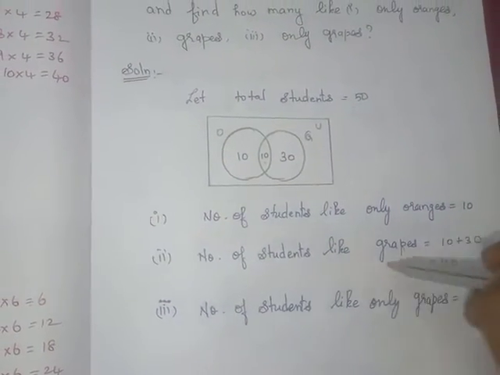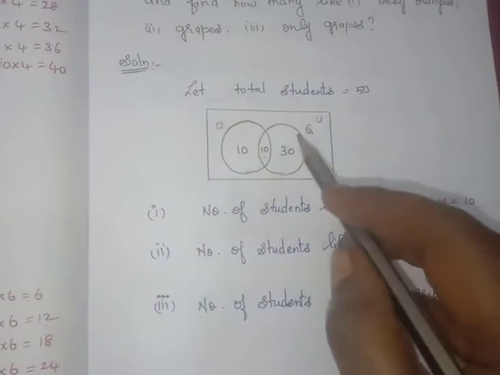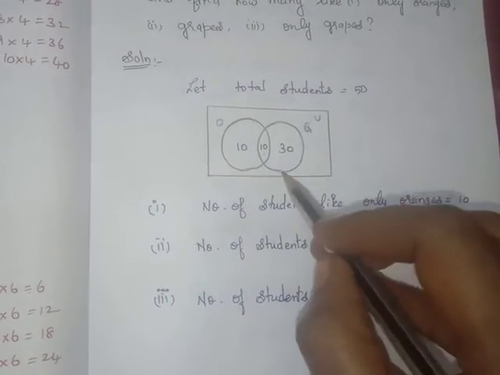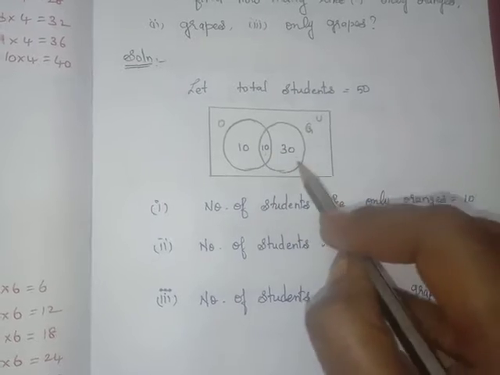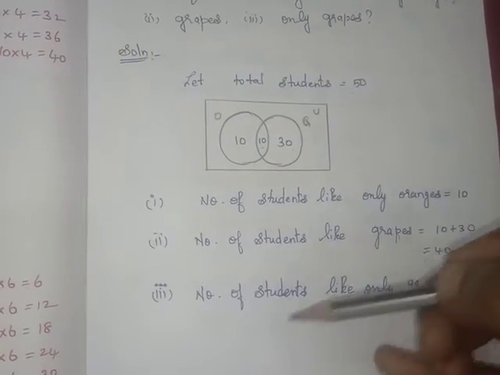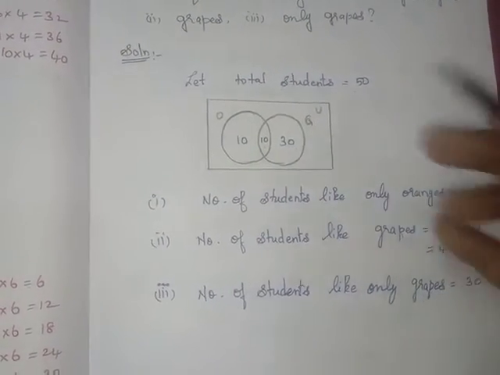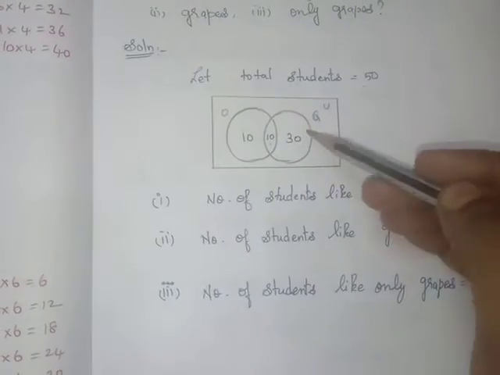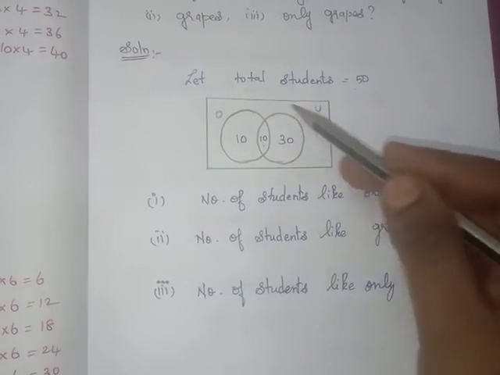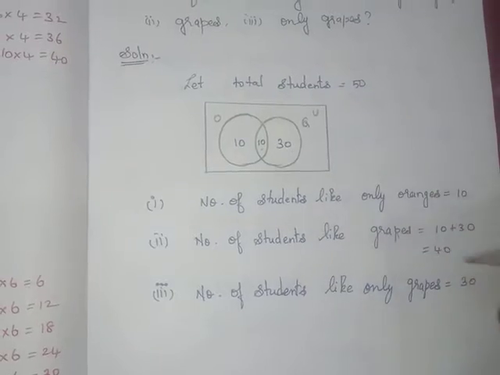Number of students who like grapes. Already I told you that grapes means the full circle of grapes. So grapes means 10 plus 30, you get 40 students. Number of students who like only grapes: the common term is not taken. So only grapes means this circle only, the grapes. So 30 is the answer.